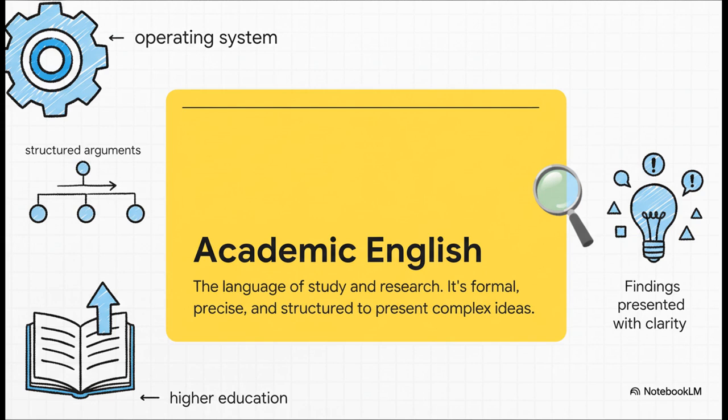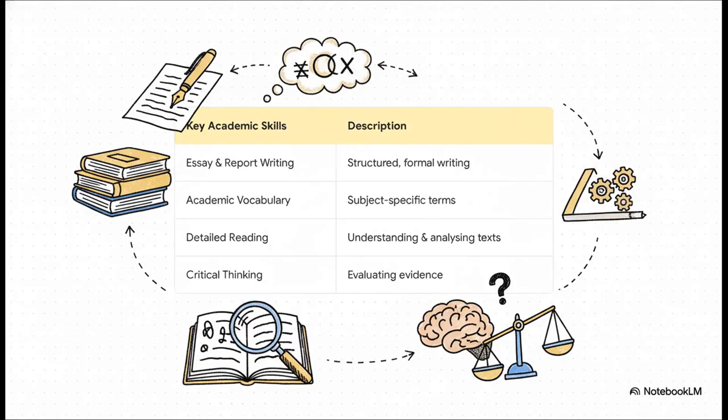Let's zoom in a bit on academic English. Honestly, you can think of it as the operating system for higher education. Its entire job is to help you handle really complex ideas, build logical arguments, and share what you've found with absolute clarity. And what's so cool about this is how these skills all connect. It's not just about learning a bunch of big, fancy words. Nope. It's about mastering a whole system of communication that lets you jump into high-level discussions and actually add your own ideas to the conversation.